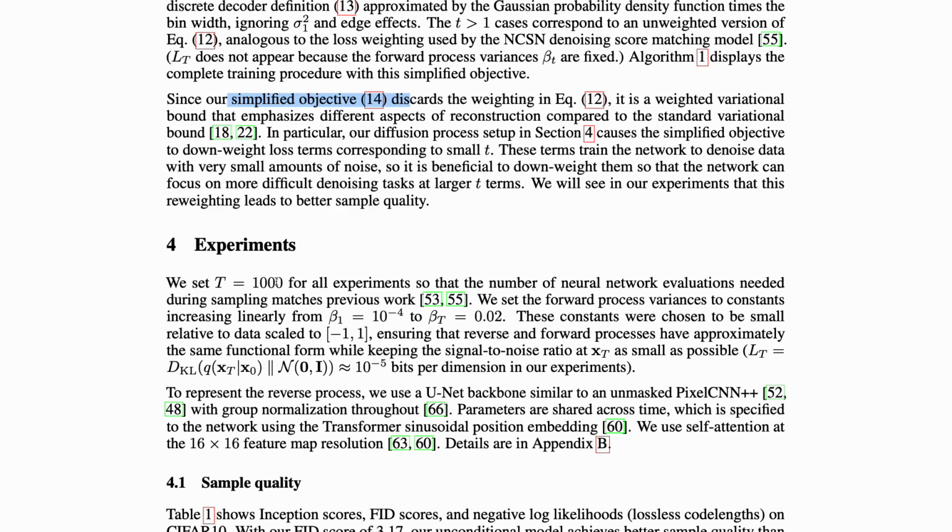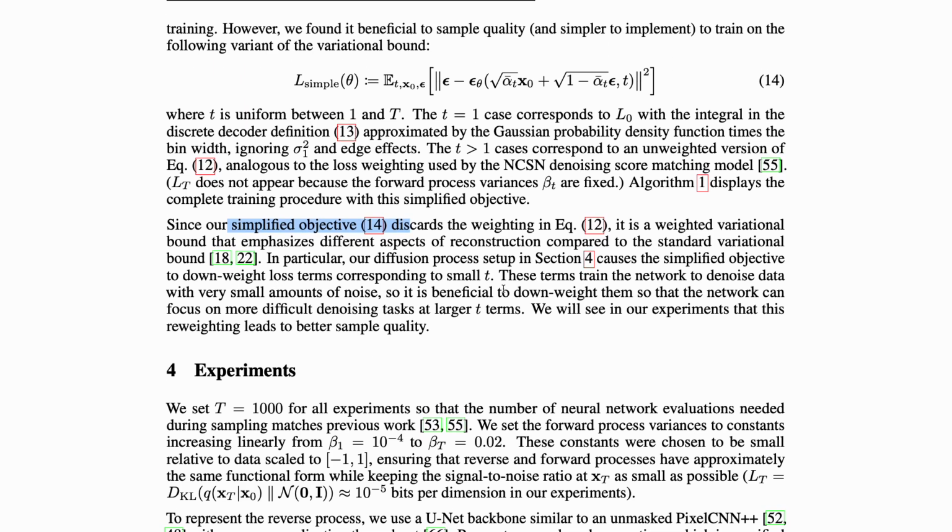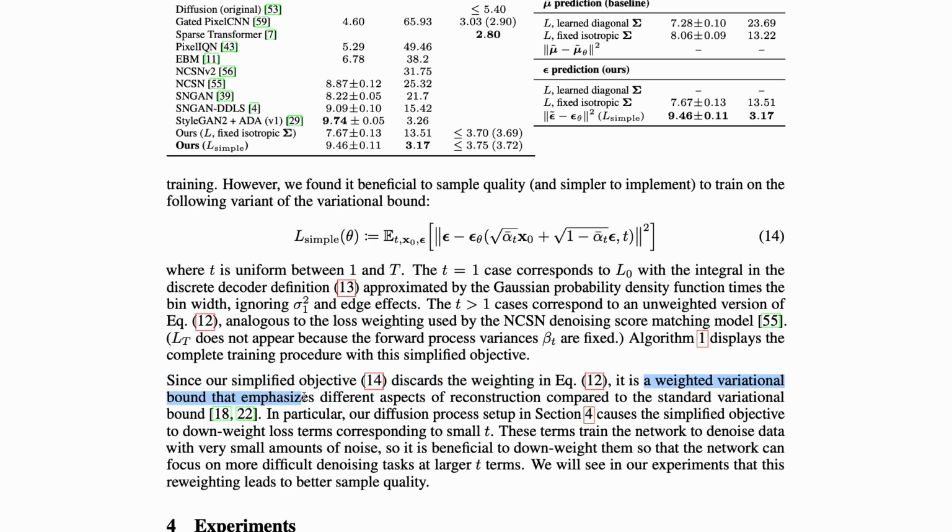Since our simplified objective 14 discards the weighting in equation 12, it is a weighted variational bound that emphasizes different aspects of reconstruction compared to the standard variational bound. In particular, our diffusion process setup in section 4 causes the simplified objective to downweigh loss terms corresponding to small t. These terms train the network to denoise the data with a very small amount of noise. So it is beneficial to downweigh them so that the network can focus on more difficult denoising tasks at larger t terms. We will see in our experiments that this reweighting leads to better sample quality.